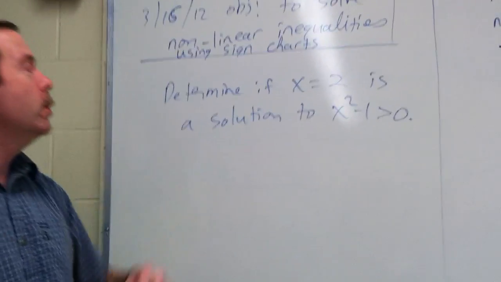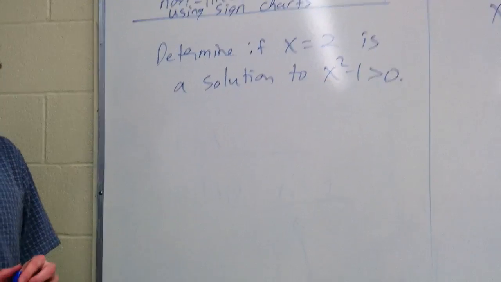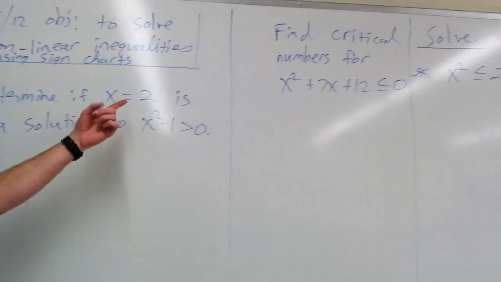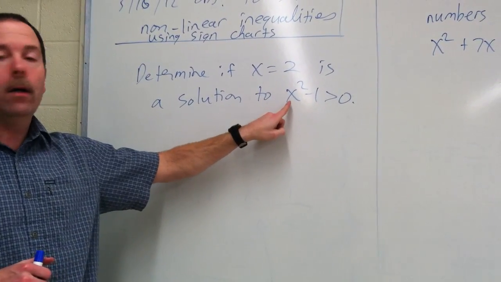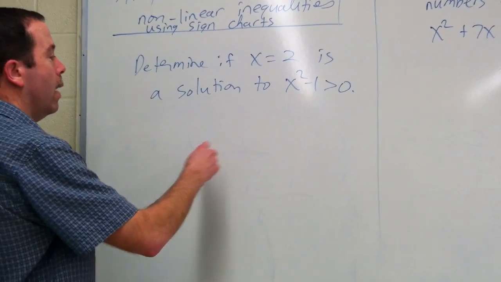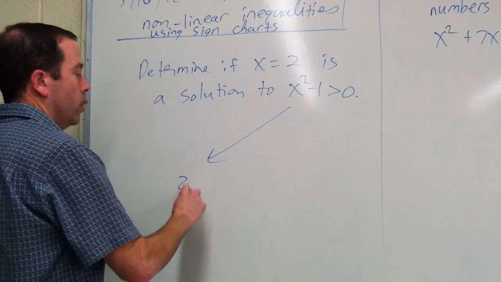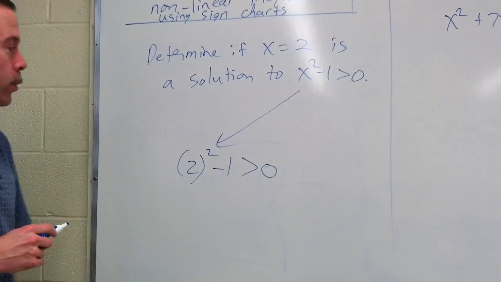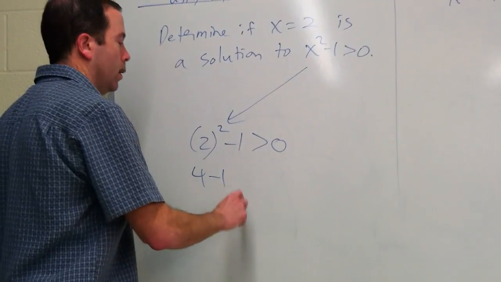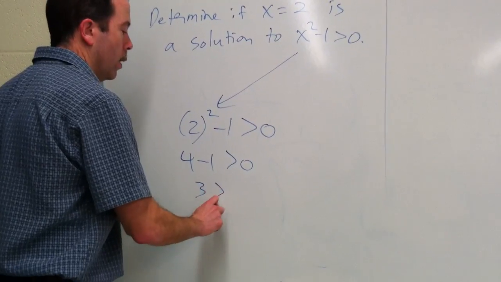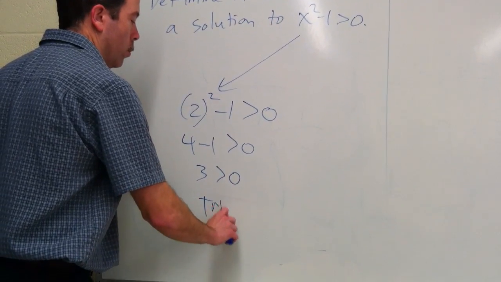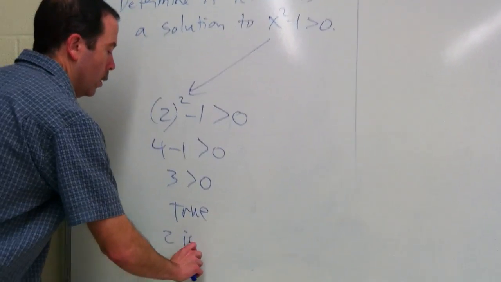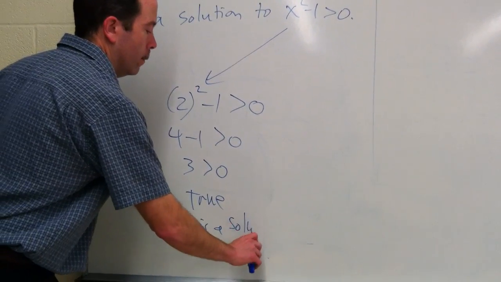First thing we're going to do is determine if x equals 2 is a solution to x squared minus 1 is greater than 0. This is a really easy thing to do. All we need to do is take the x that's 2, put it in here, and see if it's true. So 2 squared minus 1 is greater than 0. So 4 minus 1 is greater than 0, maybe. 3 is greater than 0. Yes, that's true. Therefore, 2 is a solution.